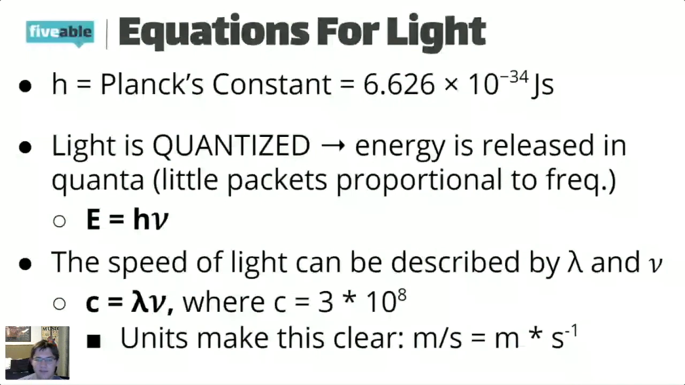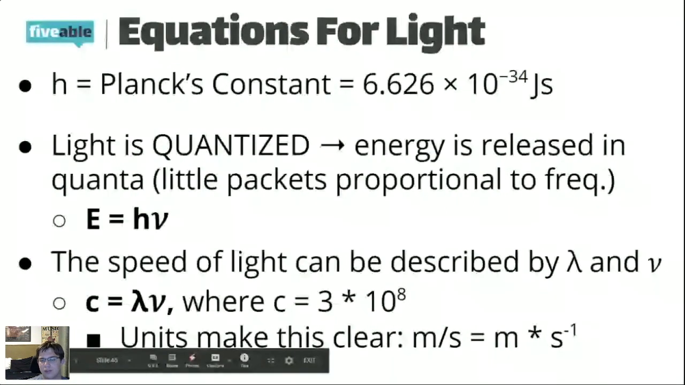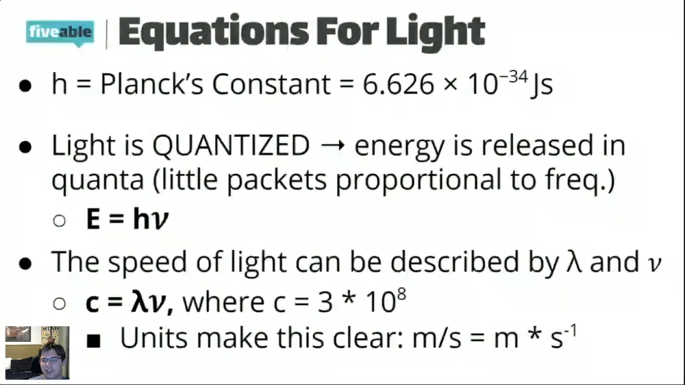Second of all, the speed of light can be defined by wavelength, that's that little Greek letter lambda, and nu. Right? We see that c is equal to lambda nu, where c is 3 times 10 to the 8th. So the units really do make this clear, right? Meters per second is equal to meters for the wavelength times per second for the frequency. So meters per second will give us the speed of light, which has been proved by Einstein to be a constant. Right? So basically just looking at those two equations.